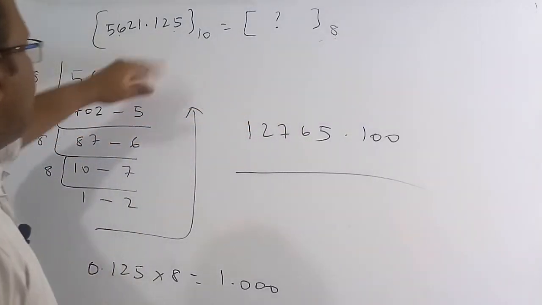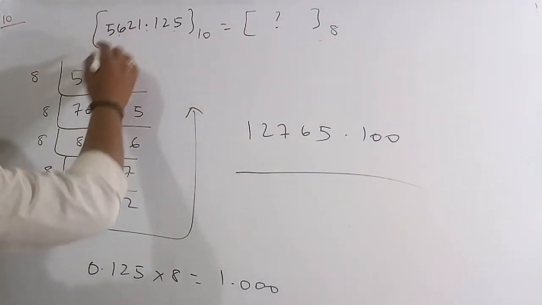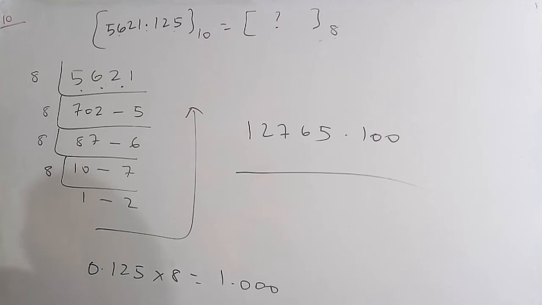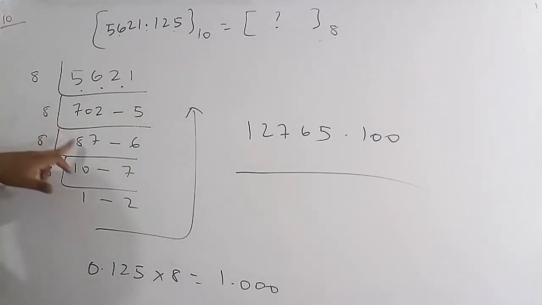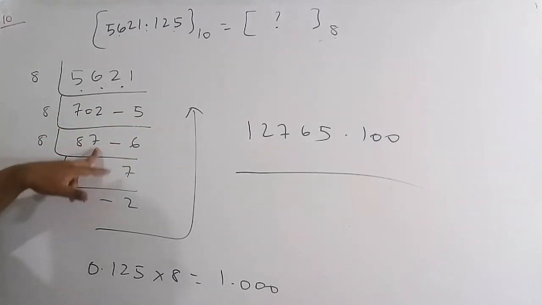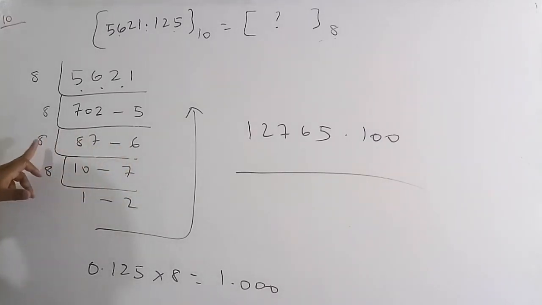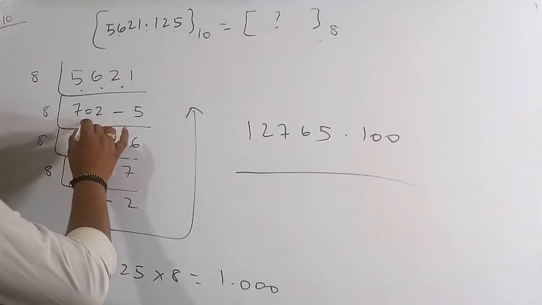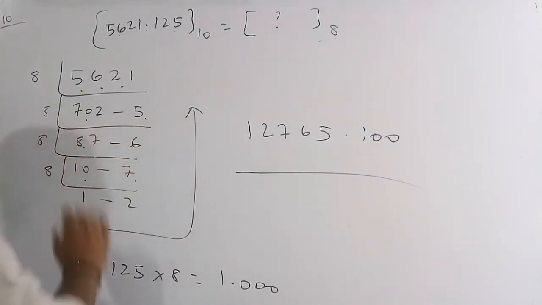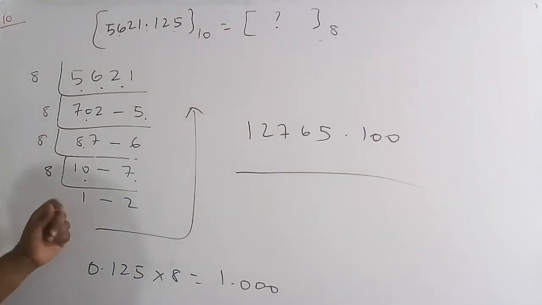So the numbers present to the left of the dot are 5, 6, 2, 1. So now we have to divide. If you divide by 8, you get 702 as quotient with a remainder of 5. Similarly, if you divide again by 8, you get 87 as quotient, and the remainder is 6. Again divide by 8: 8 tens are 80, and the remainder is 7. These numbers are quotients, and these are remainders. Again 8 ones are 8, and the remainder is 2.